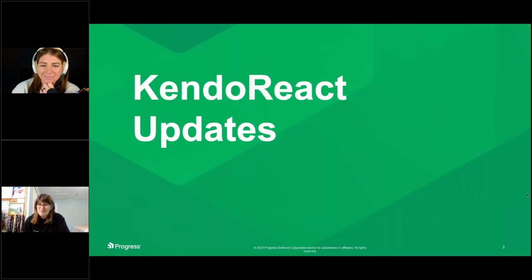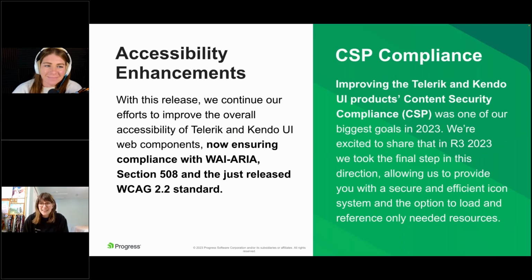So that being said, let's hop into React updates. First and foremost, accessibility enhancements and CSP compliance. As some of you may know, WCAG, the Web Content Accessibility Guidelines, just released version 2.2. So that is the newest and best guidance around accessibility currently available. And all of our components now are up to date with the WCAG 2.2 standard. So we are compliant with WAI-ARIA, as well as Section 508, and now, of course, WCAG 2.2.